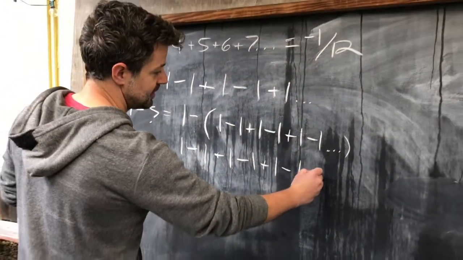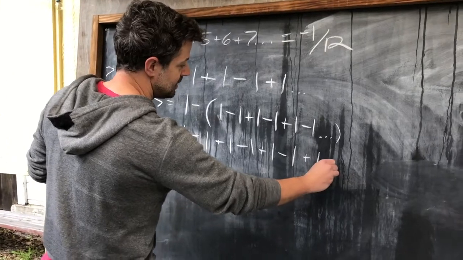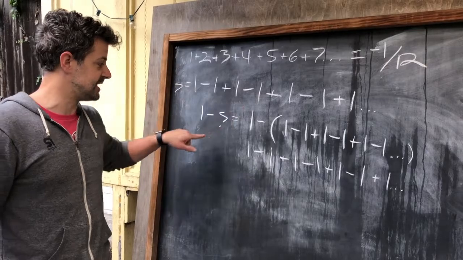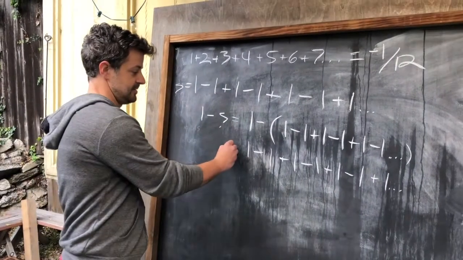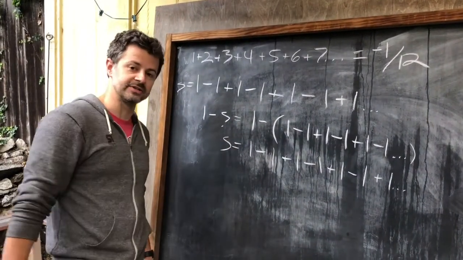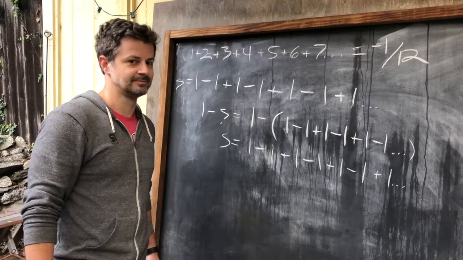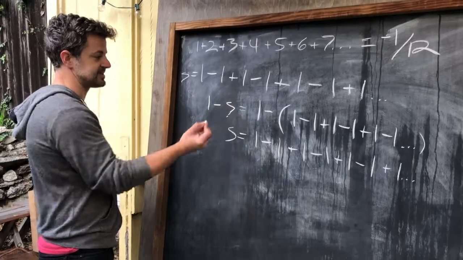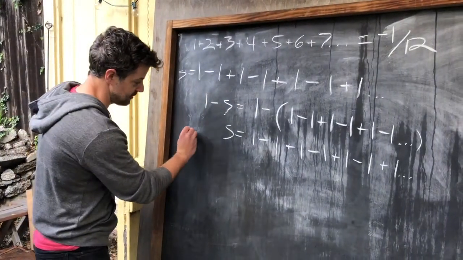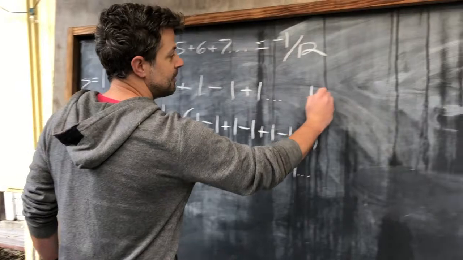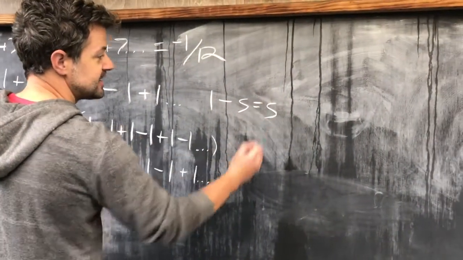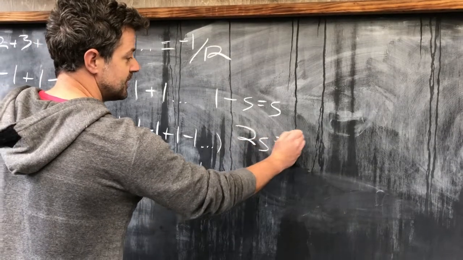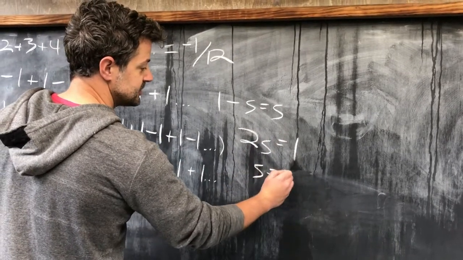So 1 minus S, this series, gives us the original series. Weird, right? Which means this is some pretty basic algebra that's pretty easy to solve. So if we have 1 minus S equals S, add an S to each side, that means 2S equals 1, S equals 1/2.